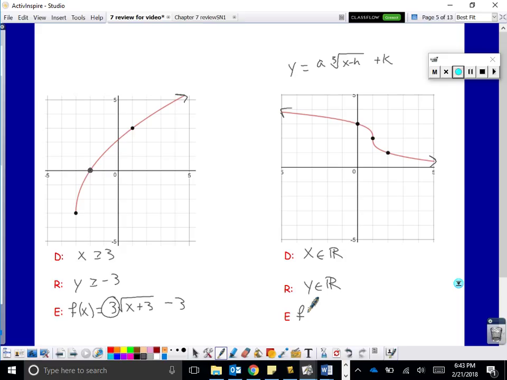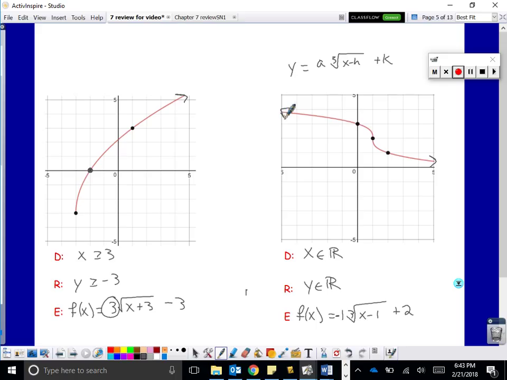So I'm going to say f of x is equal to, I'm going to leave the a value blank for a minute, the cube root of, I'm moving right 1, so this is x minus 1, and I'm going up 2, so plus 2. Now we have to be careful here. What is this a value? Typically, like we said, we're going over and up. Here I'm going right 1 and down 1. So my a value is 1, but it's negative because it's been flipped.